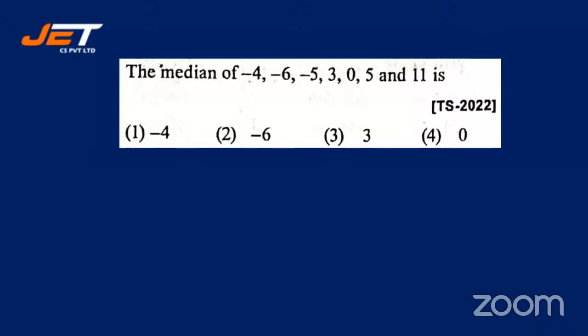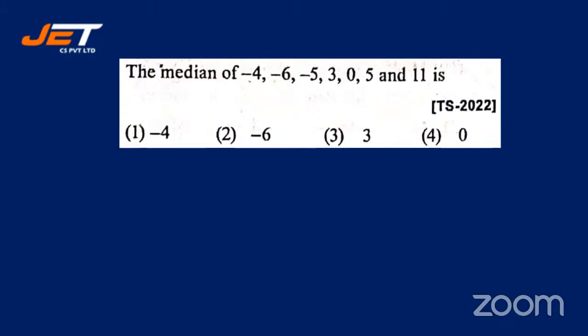The median of -4, -6, -5, 3, 0, 5, and 11 is dash. One thing that you need to do while computing your median: first, you should arrange the data in either ascending or descending order. It is preferable to arrange all the data in ascending order. Then you will be able to find the median.